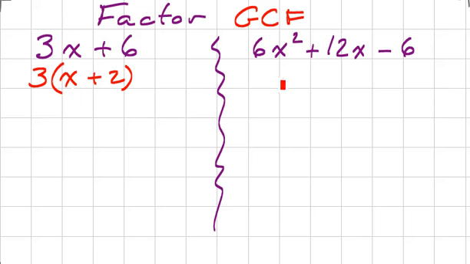Same thing happens here. If you look at all three terms, 6 is common. That leaves you with x squared plus 2x minus 1. And don't forget to put the 1 in there. Okay, so greatest common factor.